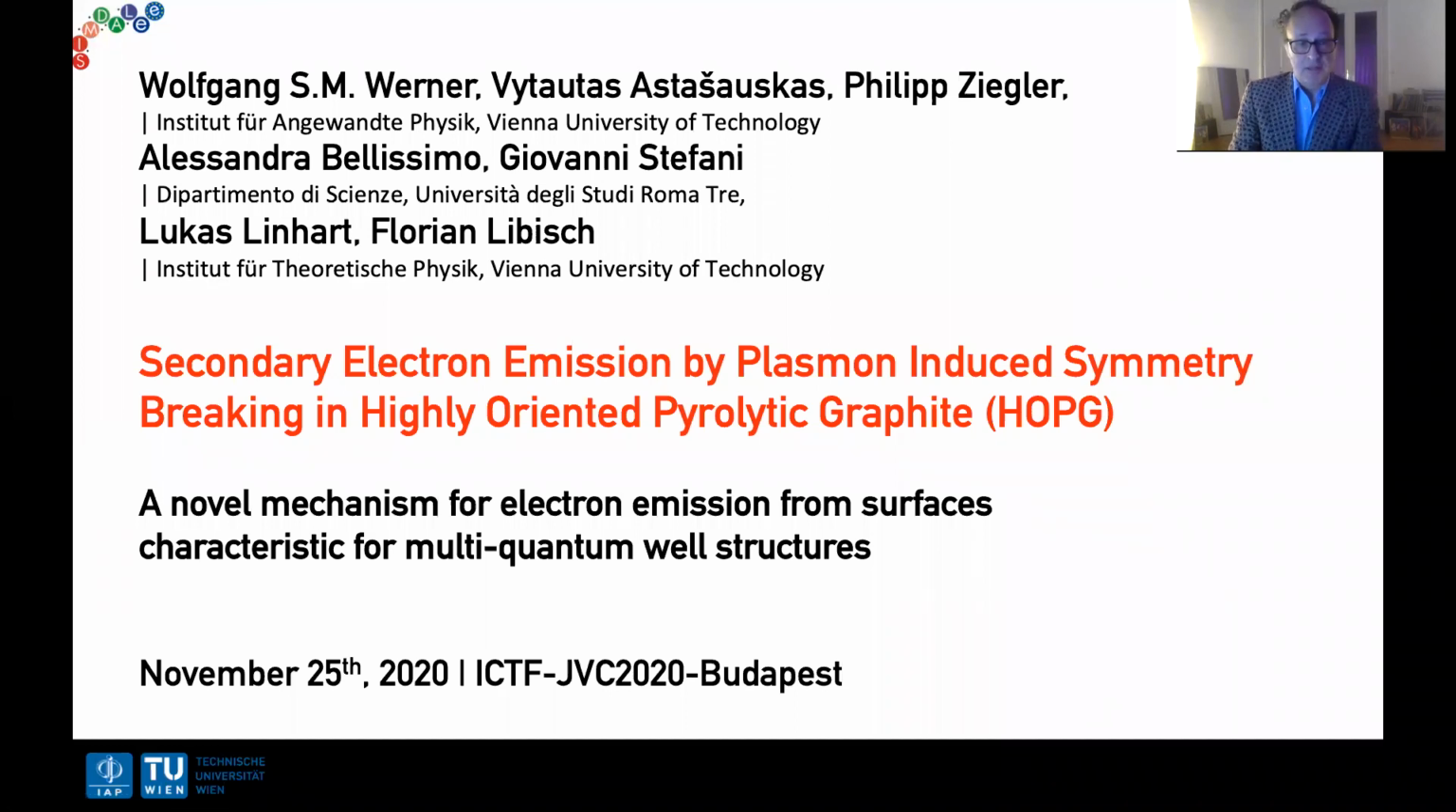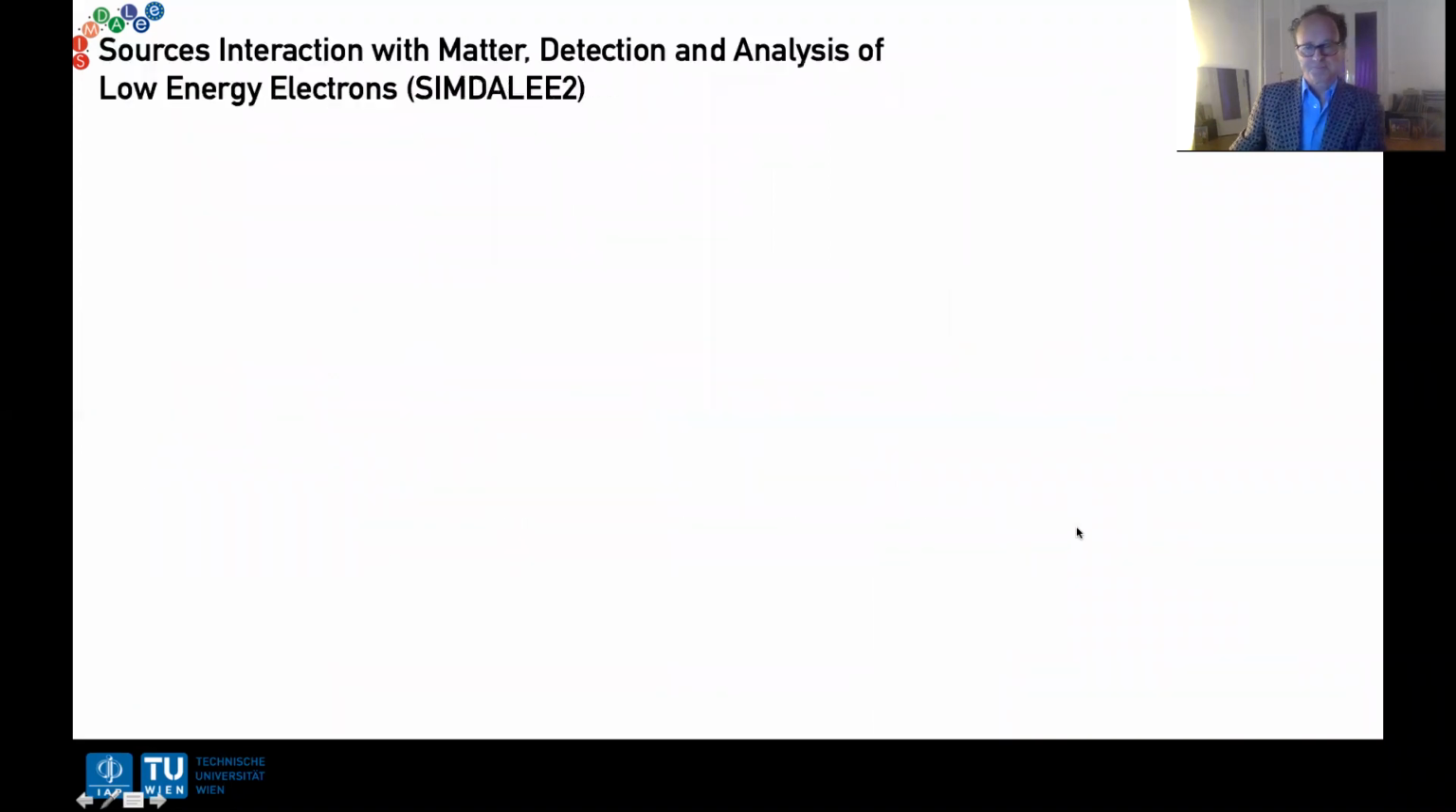Although I'm very sad that I cannot be in beautiful Budapest, I'm very glad that the organizers have found a way to give me the opportunity to present results on a novel mechanism for electron emission from surfaces, which is characteristic for multi-quantum well structures. The title of my talk is Secondary Electron Emission by Plasmon-induced symmetry breaking in highly oriented pyrolytic graphite.